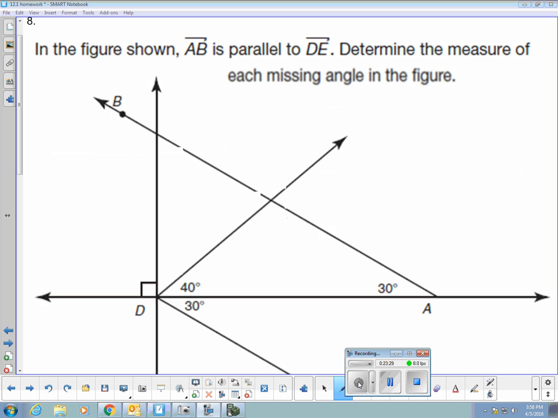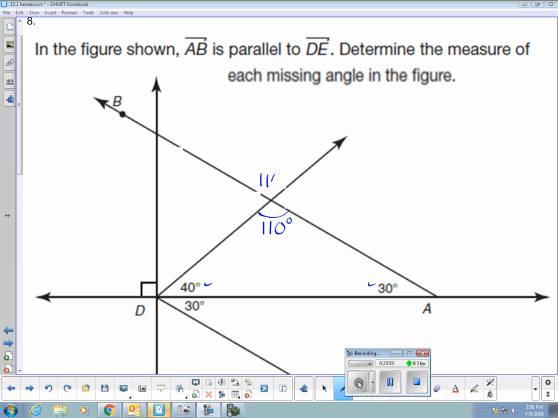All right, in this puzzle, we're asked to find all the missing angle measures. So I'm going to use some of my skills from the first semester. For example, I know the sum of the angles in a triangle is 180. So I can find the measure of this missing angle by taking 180, subtracting 40, and subtracting 30, and that leaves me with 110 degrees.